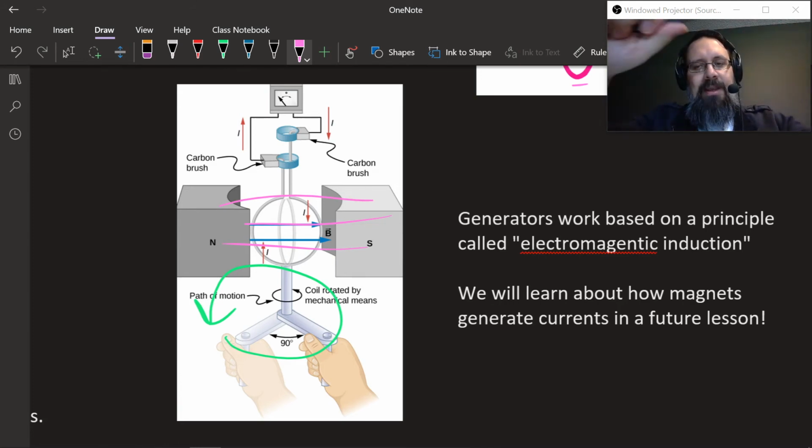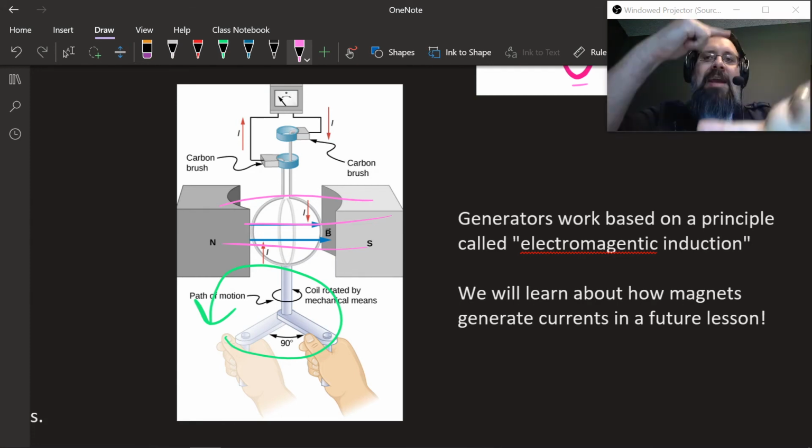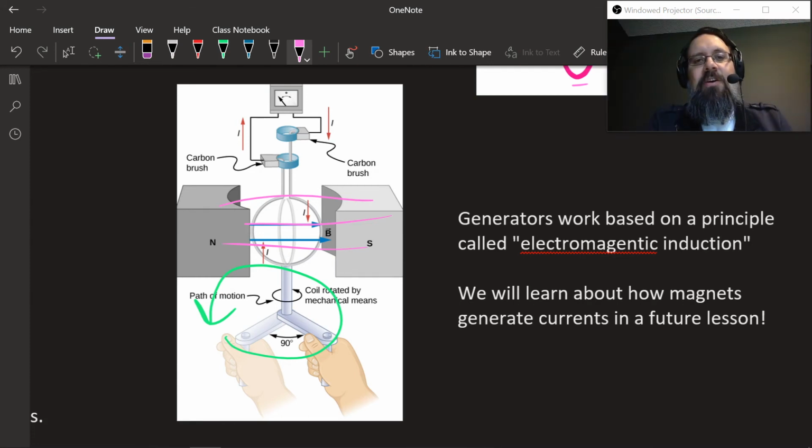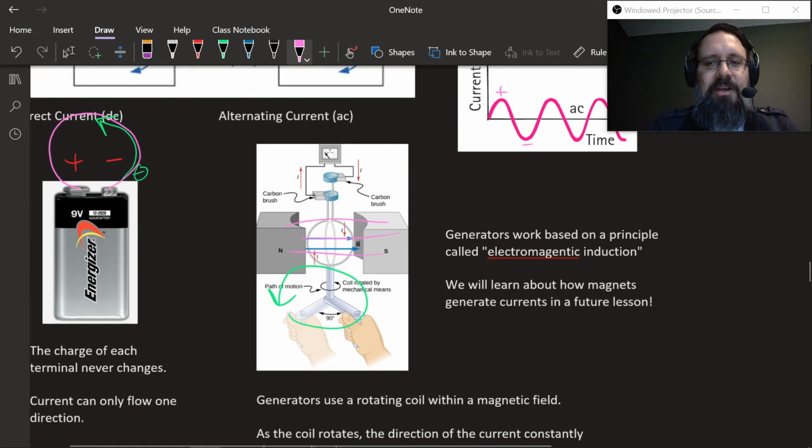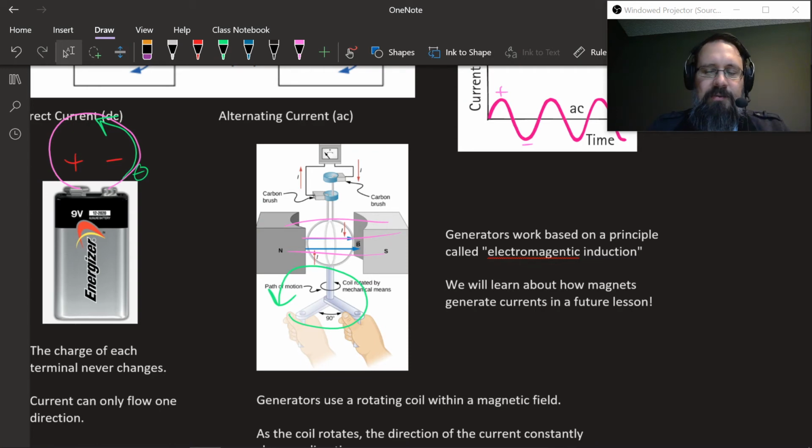So at one point it'll be like up and down, and then it'll flow one way, and then you spin it again 90 degrees, and now it's reversed, and so the current will flow the other way. And so by spinning that thing, you're constantly making the current go back and forth. So this is called a generator. Generators work off something called electromagnetic induction, which is what we're going to learn about in a future lesson. But I just wanted to show you how you can create the different types of current.